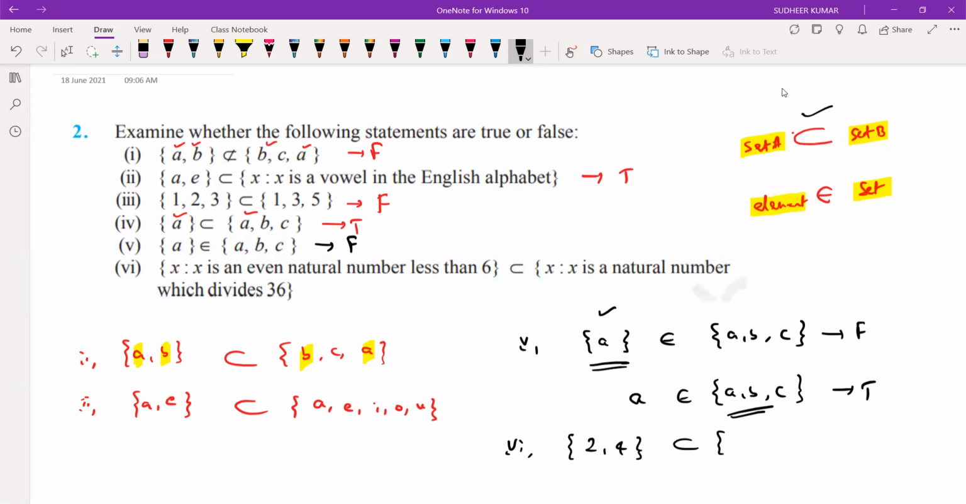So what are the divisors of 36? 1, 2, 3, 4, 6, 9, 12, 18, and 36. This is what you have to write. Write in roster form, then compare, whether it is a subset or not. The first set's two elements also exist in the next set, so it is a subset. So the given statement is true or false? True, sir. That's it.